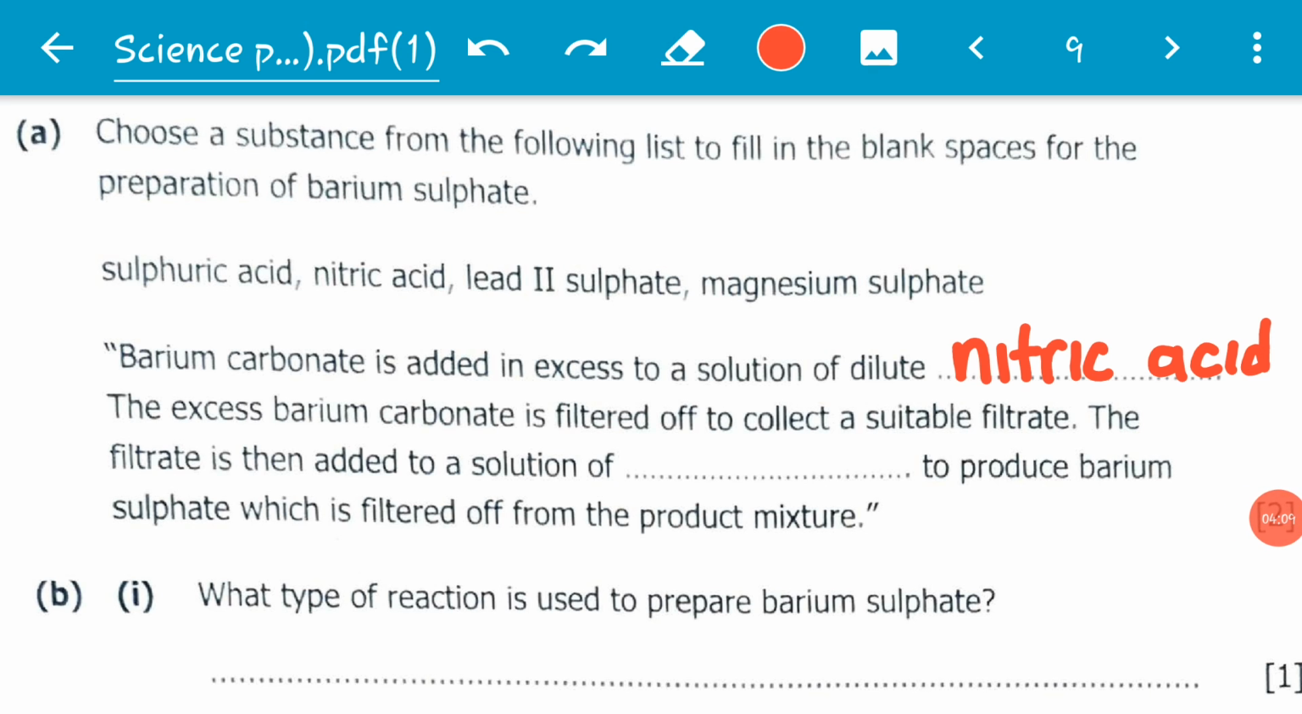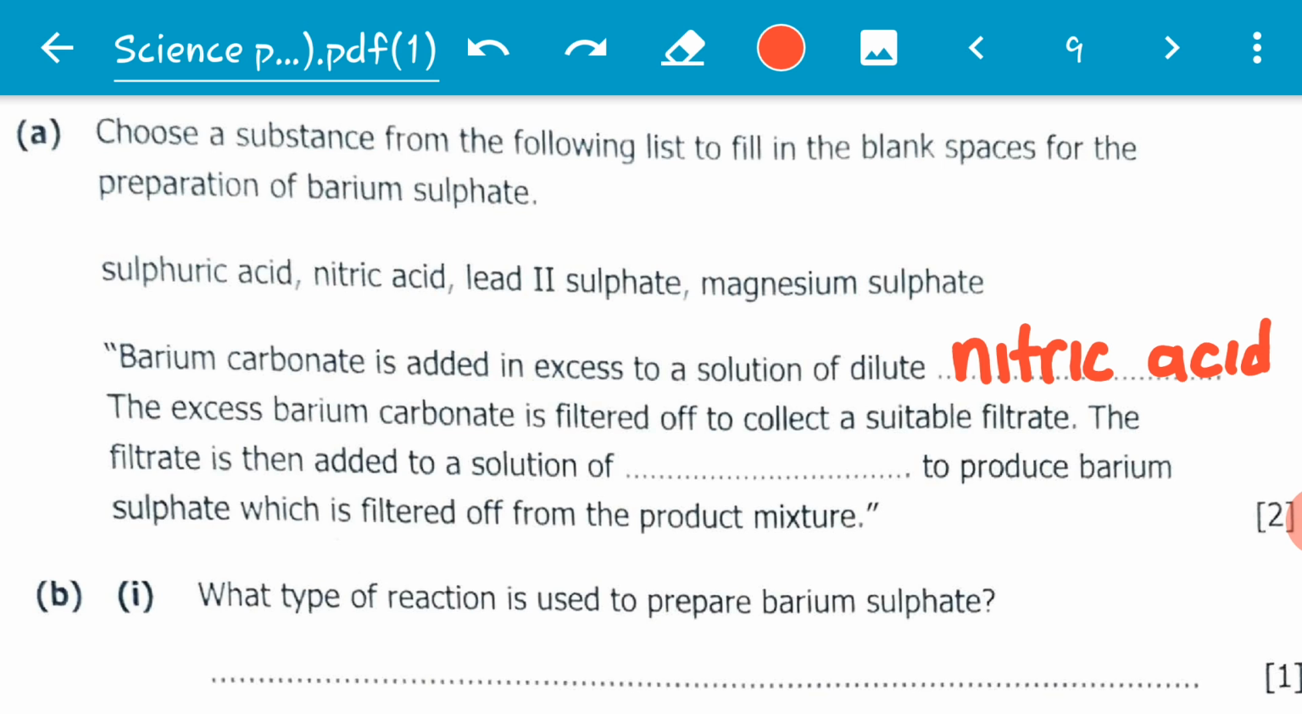Now, from barium nitrate, we need to make barium sulfate, which is an insoluble salt. So we need to look for another soluble salt to mix the barium nitrate with to give us barium sulfate. So we need a soluble sulfate. From the list, we have sulfuric acid, nitric acid, lead-2 sulfate, magnesium sulfate.